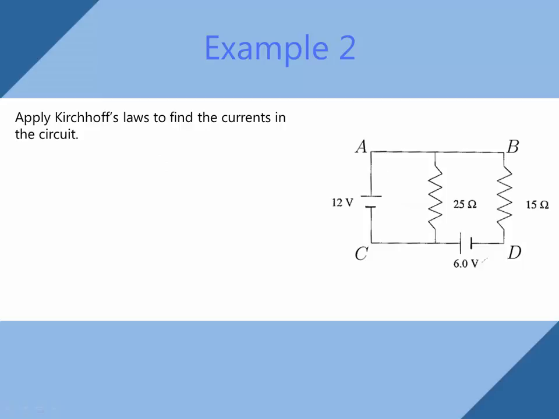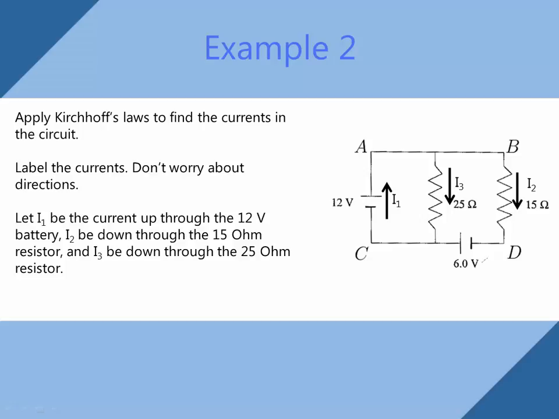In our second example, we would like to again find the currents in the circuit. Here they're not labeled, so we'll have to do it ourselves. We won't worry about directions, because if we get the directions wrong, we'll just end up with negative current. We'll let I1 be the current moving up through the 12 volt battery, I2 will be the current moving down through the 15 ohm resistor, and I3 will be the current moving down through the 25 ohm resistor.